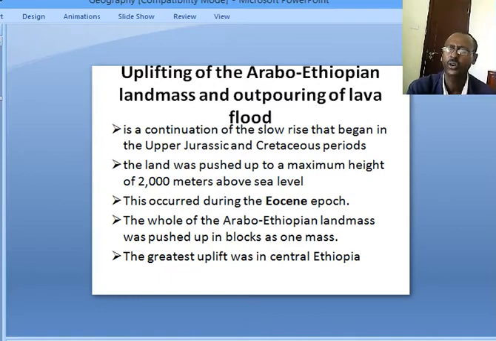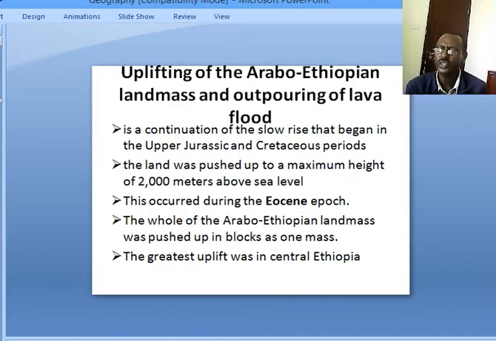Uplifting of the Arabo-Ethiopian landmass and outpouring of lava flood is a continuation of the slow rise that began in the Upper Jurassic and Cretaceous. These Jurassic and Cretaceous were periods within the Mesozoic era. The land was pushed up to a maximum height of 2,000 meters above sea level.